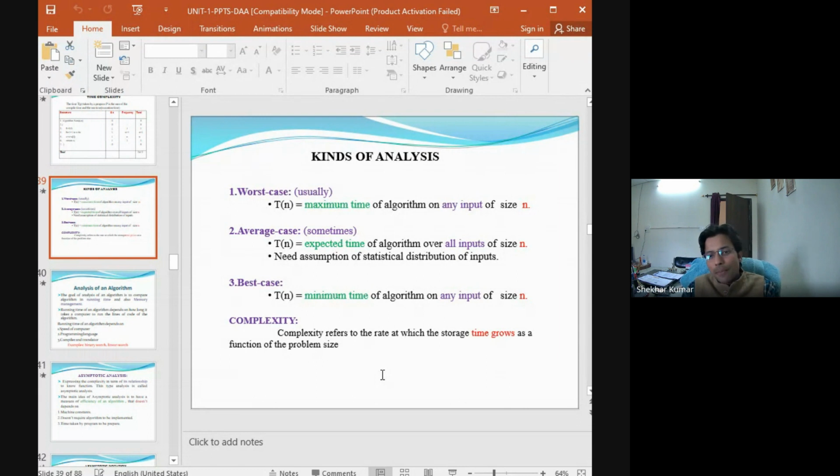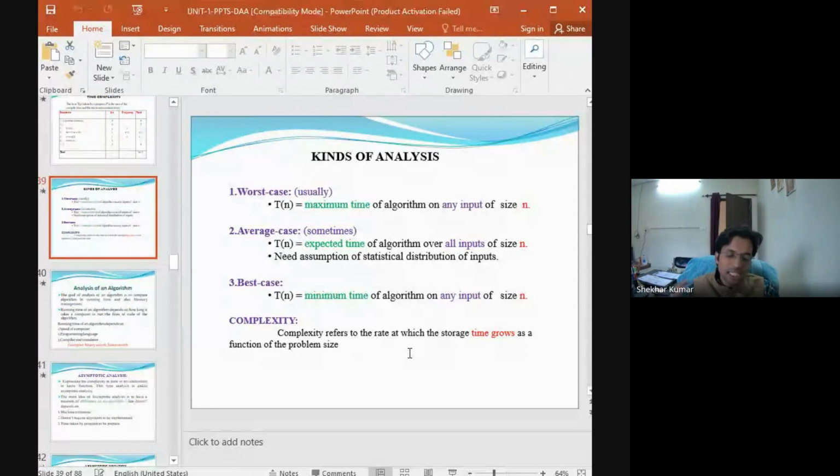In the worst case, the algorithm takes the maximum time to execute. Actually, we will talk about only time, since there is a requirement of time. So worst case is the maximum time an algorithm takes. The best case is the minimum time that an algorithm takes to execute.